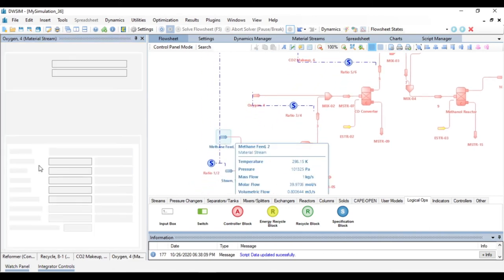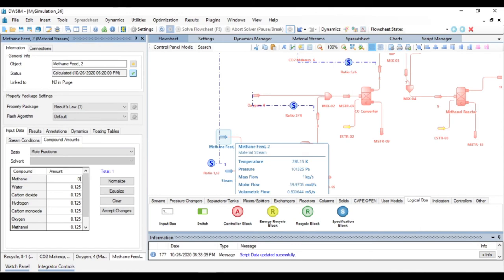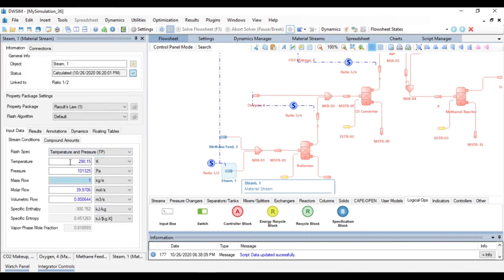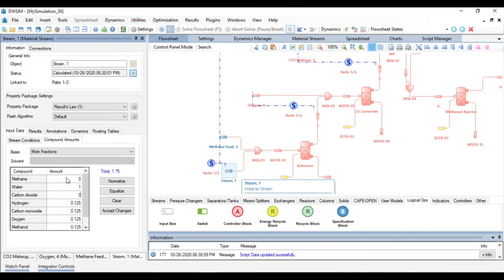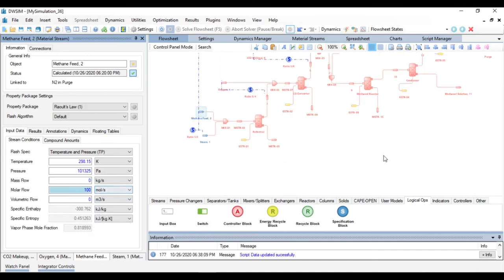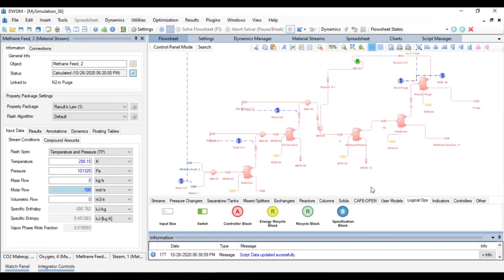In the methane feed, compound amount here is 0.99 for methane, then 0.01 for nitrogen. So we have to accept changes. And in the steam one, it is pure water, 0 for other compounds, then accept changes. Then the steam condition is 100 degrees Celsius because it is steam. Then in the methane feed, the amount of the molar flow is 100. Now click enter. Then we will turn on the flowsheet calculator.